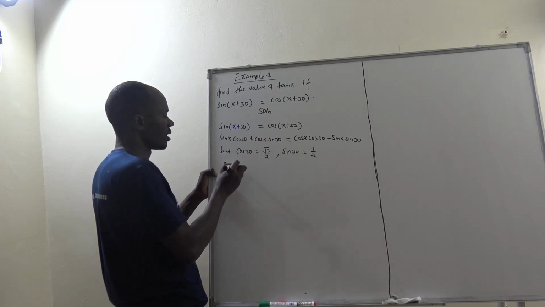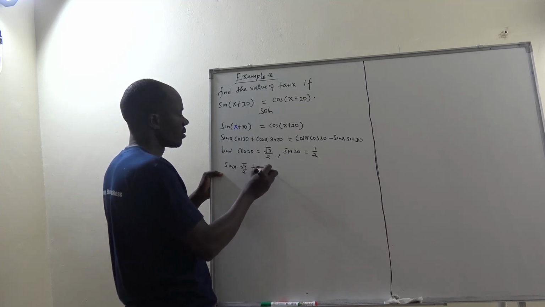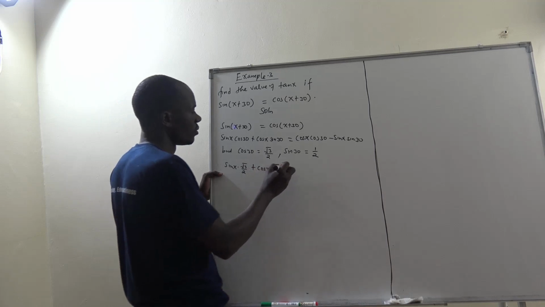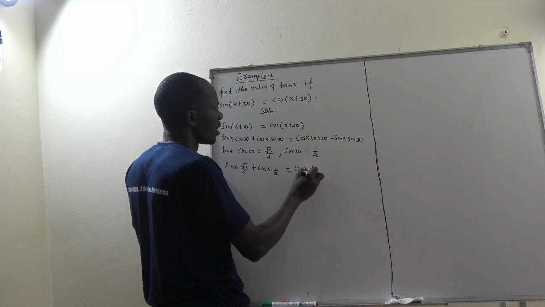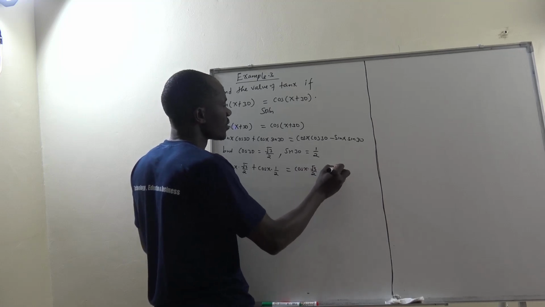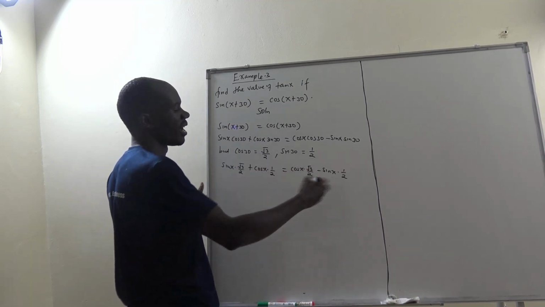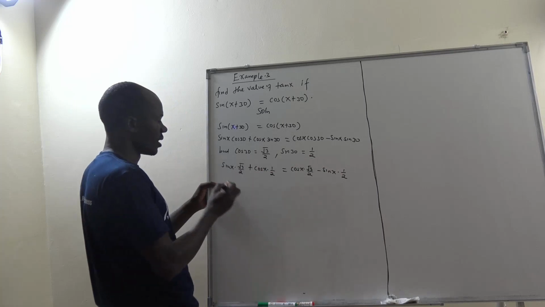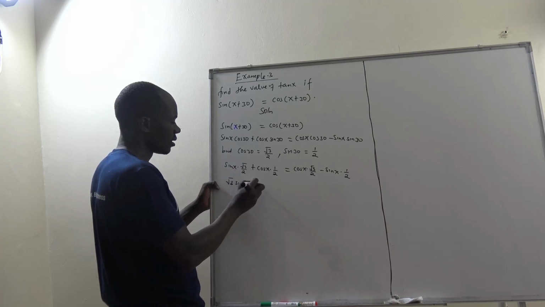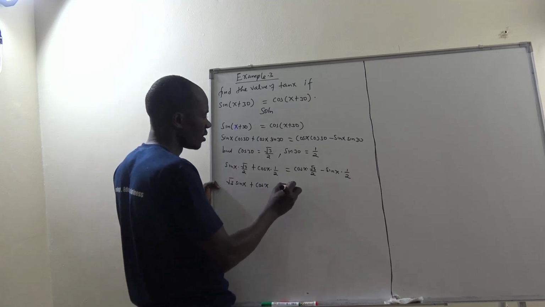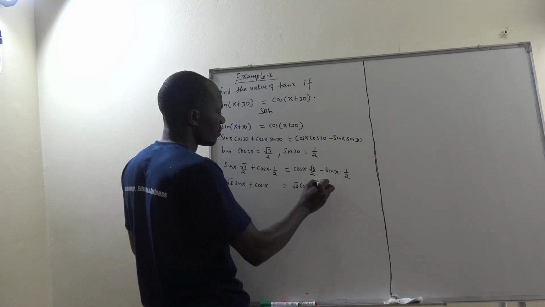So this becomes sine x times root 3 out of 2 plus cos x times 1 out of 2 equals cos x times root 3 out of 2. When you're calculating these numbers, go thoroughly. Don't rush. You can see 2 is common, and half is common. You can multiply out by 2 everywhere. You're going to remain with root 3 sine x plus cos x equals root 3 cos of x minus sine of x.